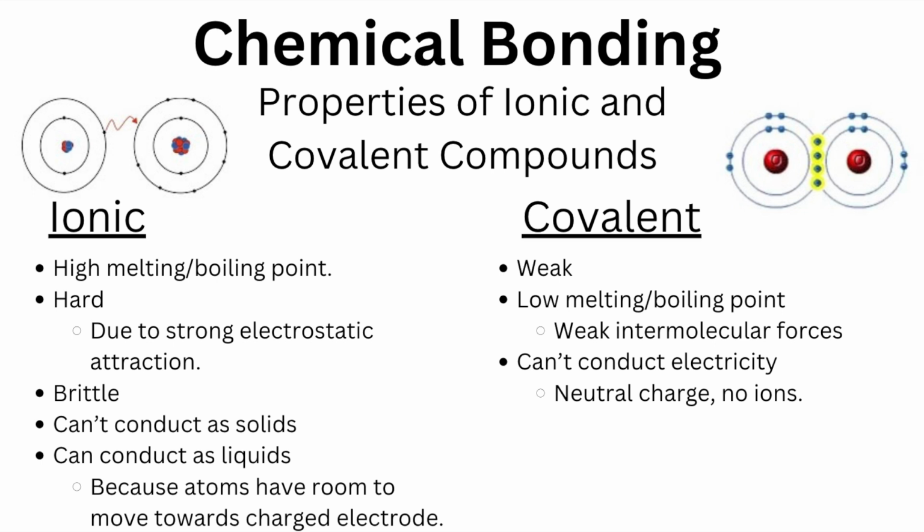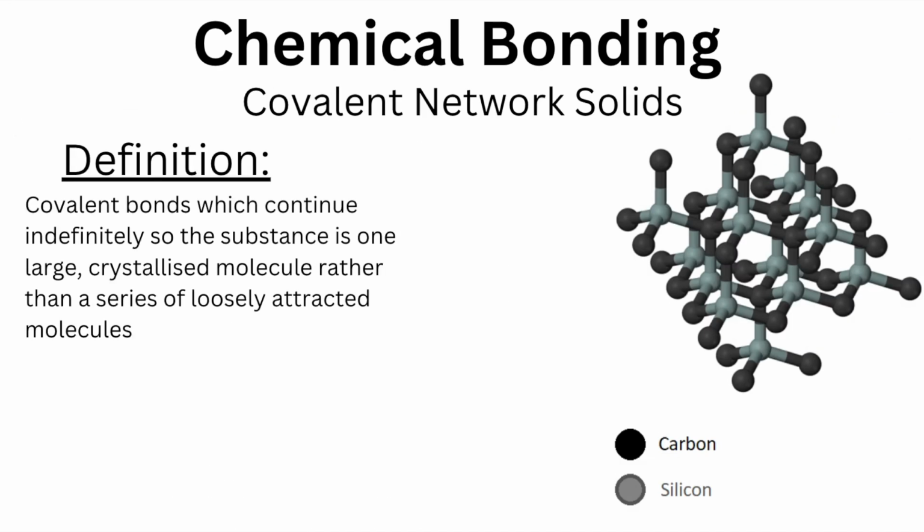Covalent molecular substances are weak and have low boiling points because of their weaker intermolecular forces, which we'll get into later, and can't conduct electricity as they are a neutral species because of their lack of ions. Covalent network solids. They are solids where covalent bonding extends indefinitely to form a crystal in a lattice, kinda like ionic substances.